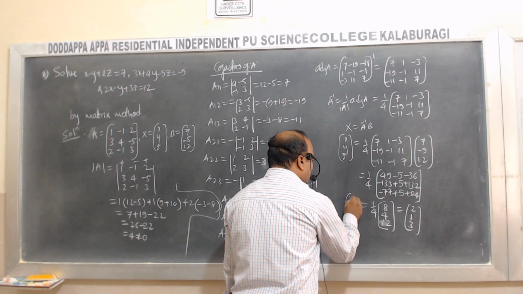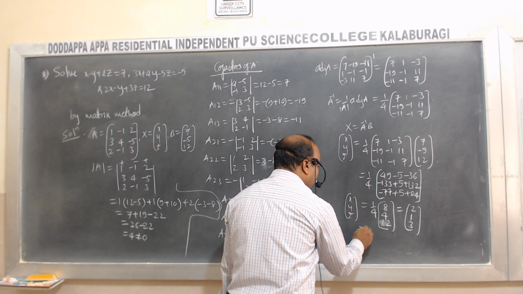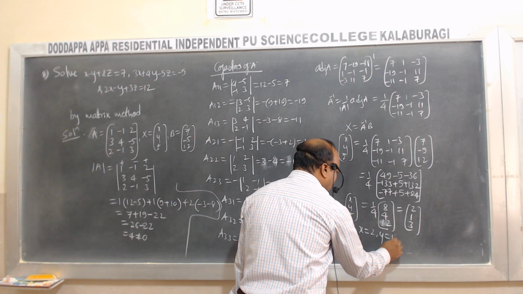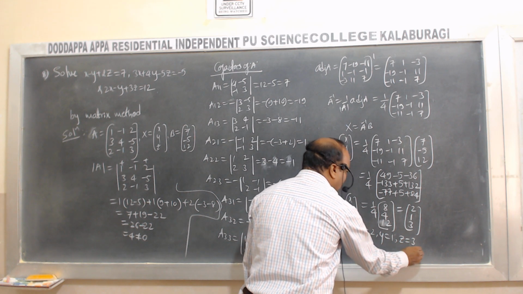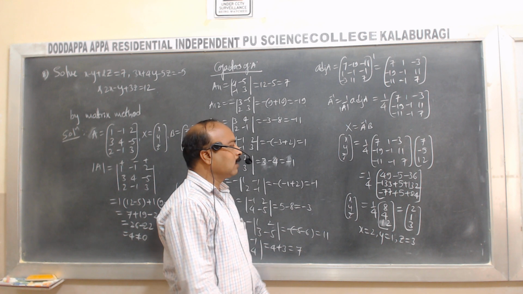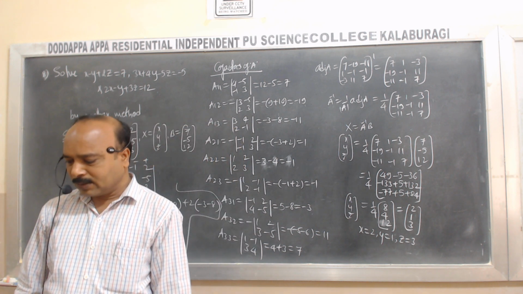It is x, y, z. Therefore x is 2, y is 1, z equal to 3. These are the values of x, y and z.